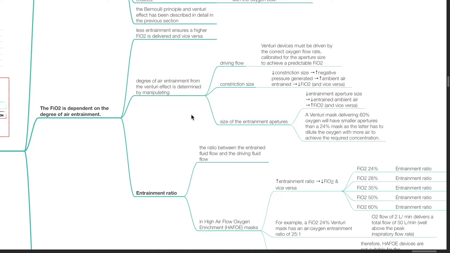The degree of air entrainment from the Venturi effect is determined by manipulating driving flow, constriction size, and the size of the entrainment apertures. Venturi devices must be driven by the correct oxygen flow rate, calibrated for the aperture size, to achieve a predictable FiO2. Regarding constriction size, reduction in constriction size results in increased negative pressure generated and increased ambient air entrained and reduction in FiO2 and vice versa. A reduction in entrainment aperture size results in reduced entrained ambient air and increased FiO2 and vice versa. For example, a Venturi mask delivering 60% oxygen will have smaller apertures than a 24% FiO2 mask, as the latter has to dilute the oxygen with more air to achieve the FiO2.